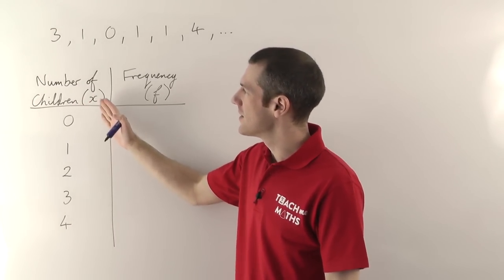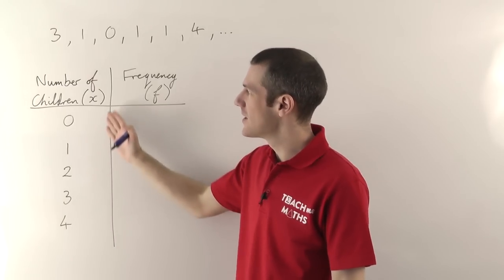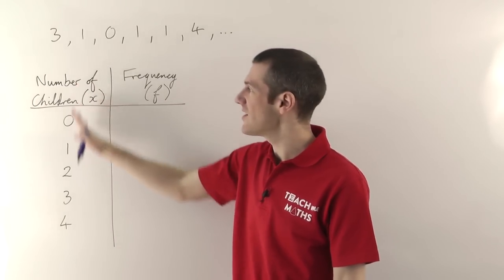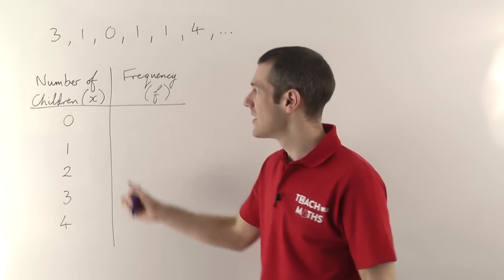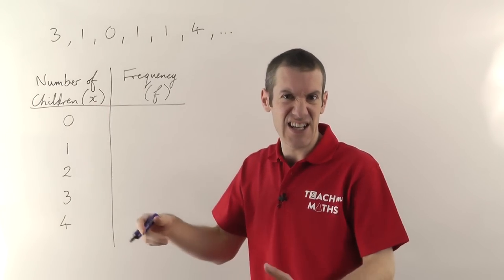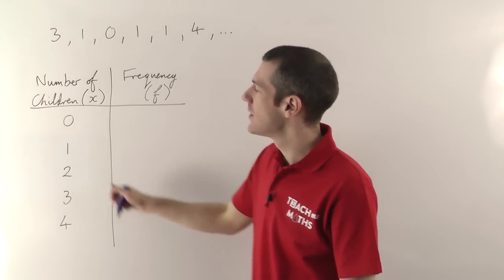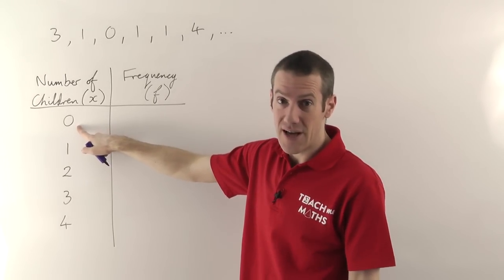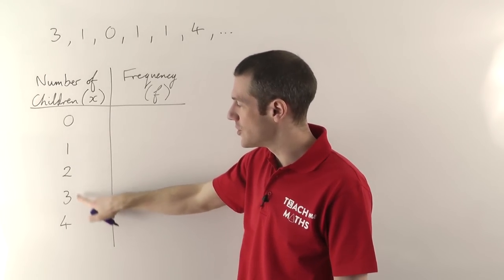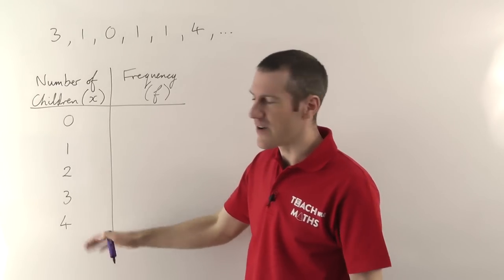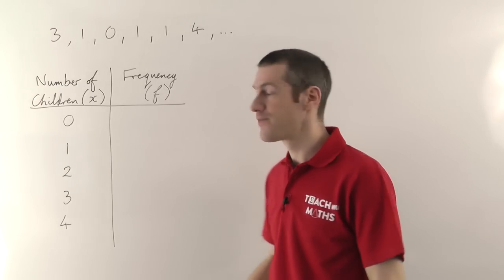And usually, the number of children in this case is given the symbol X. So whatever it is you're measuring, whatever you've asked about, is usually called X. The X's are the answers, if you like. So X might be 0 if they didn't have any children, or X could be 1 or 2 or 3 or 4. We'll say that no family that we asked had more than 4 children.